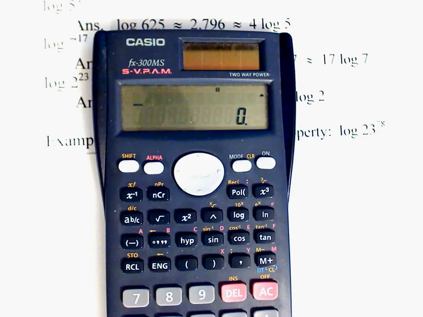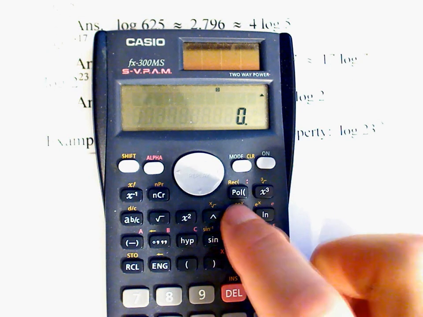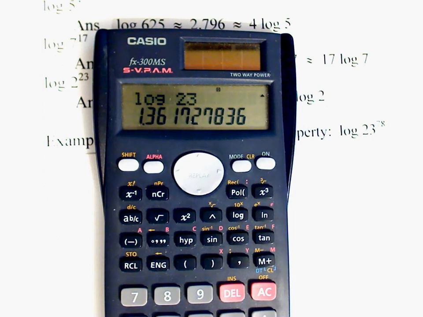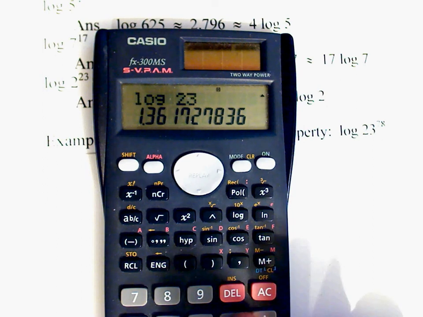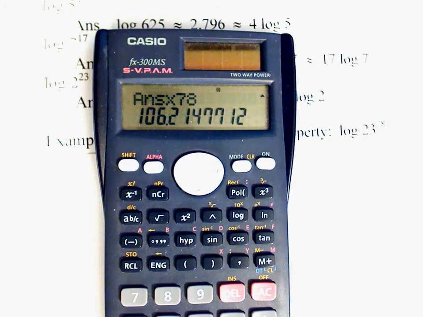Okay, so what are we going to do if we need to calculate log of 23 to the 78th power? Well, we're going to use the exponent property of logarithms. Right? It's easy enough to find log of 23. There it is. And we multiply by 78. And there's our answer, 106.2.